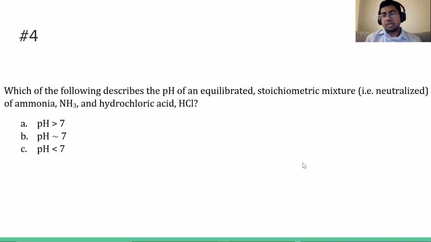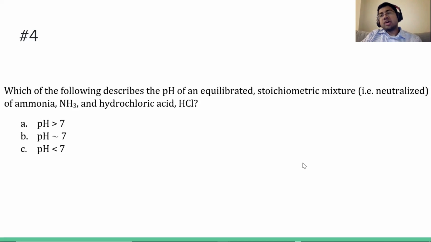Okay, so C is the correct answer because once at the neutralization point, you have an equal, stoichiometric mixture. It's not because there's more H plus ions. There are equal amounts of HCl and ammonia, but at the neutralization point, NH4 plus is the dominant species that remains, and NH4 plus is a weak acid.